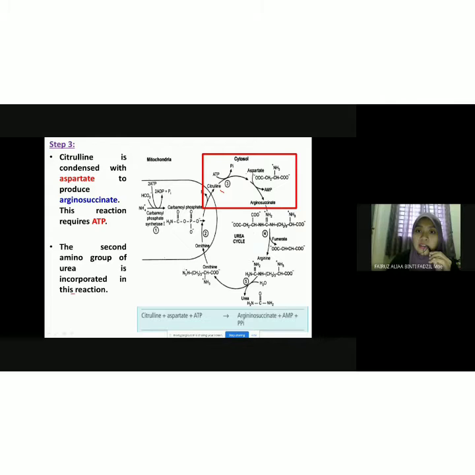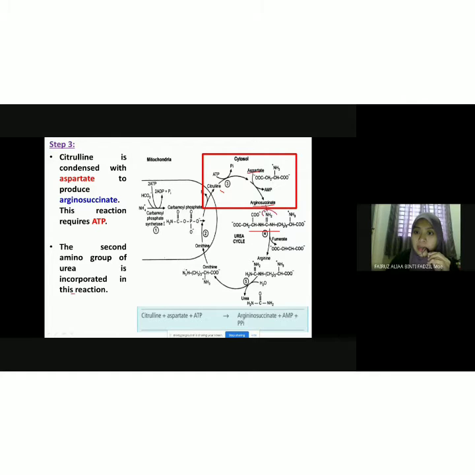The citrulline will condense with the aspartate, and it becomes arginosuccinate. Okay. So just now we have the amino group. This is the arginosuccinate. This is the structure of arginosuccinate.